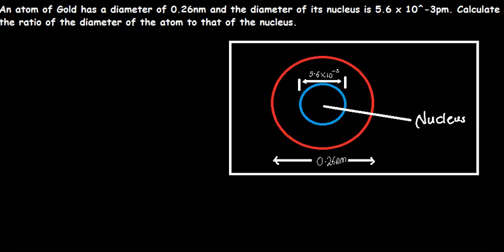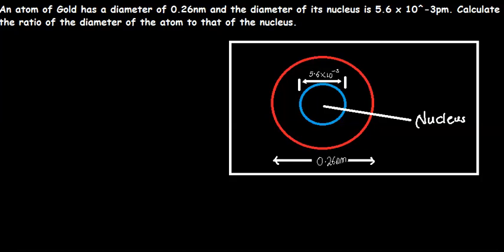In this video, we are going to be looking at some problems that have to do with atomic structure and dimension. Let's say you're given this kind of problem, which says an atom of gold has a diameter of 0.26 nanometer and the diameter of its nucleus is 5.6 × 10^-3 picometer, which is pm, and we are asked to calculate the ratio of the diameter of the atom to that of the nucleus.